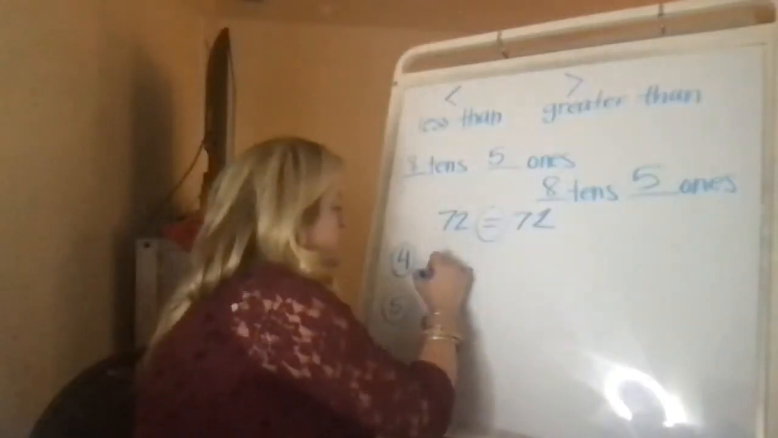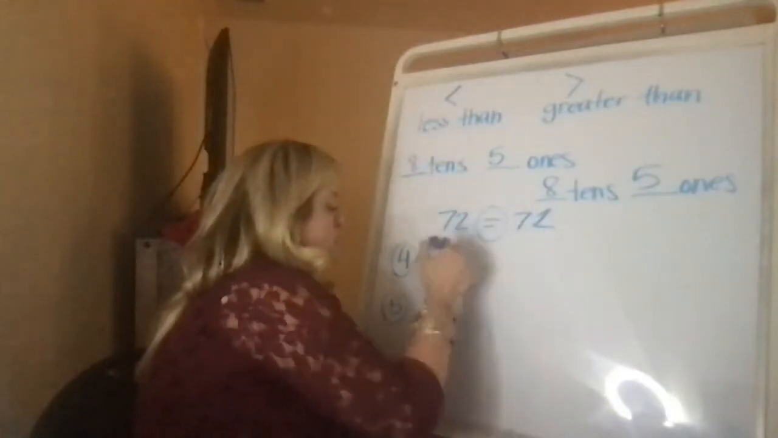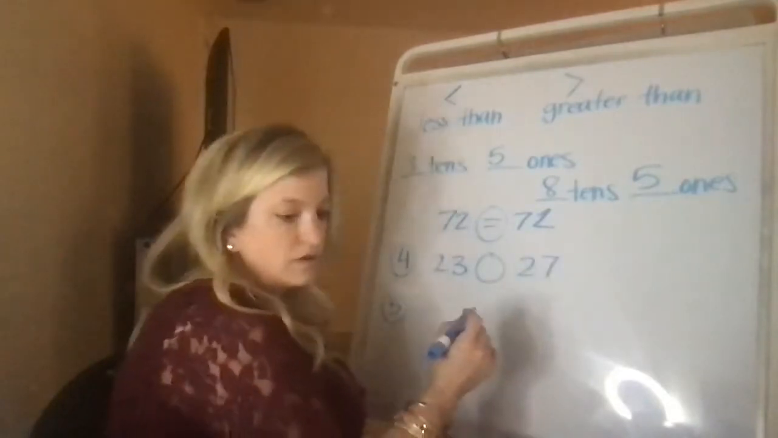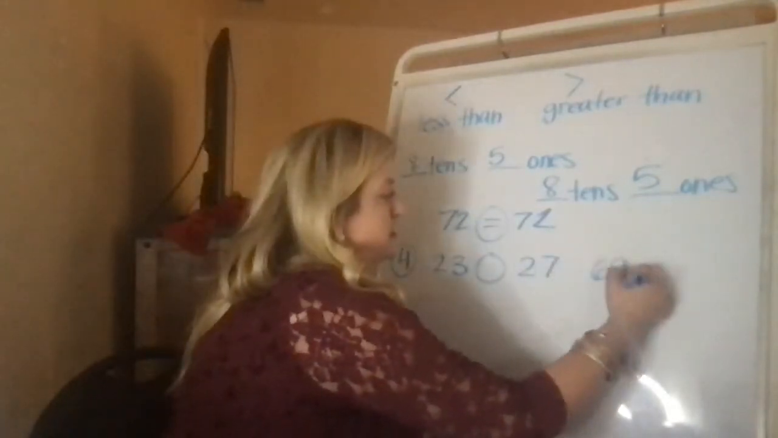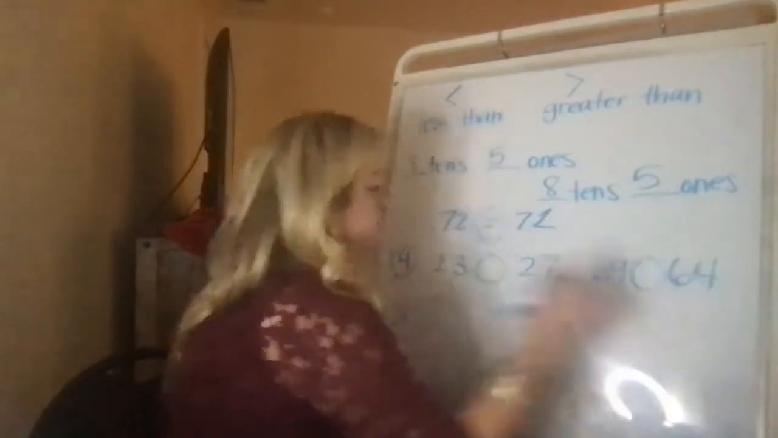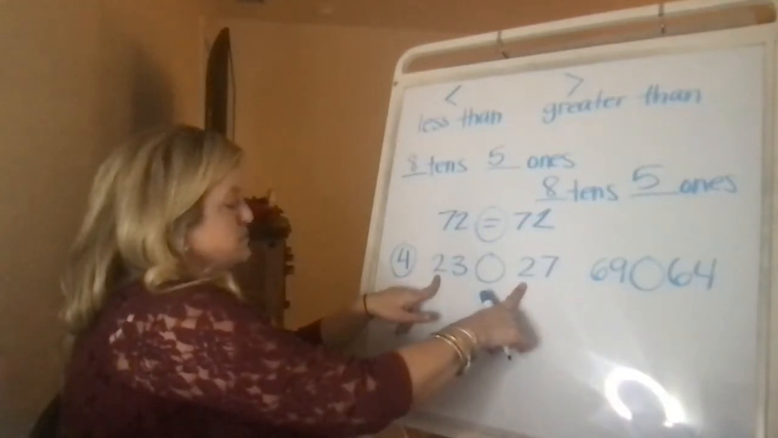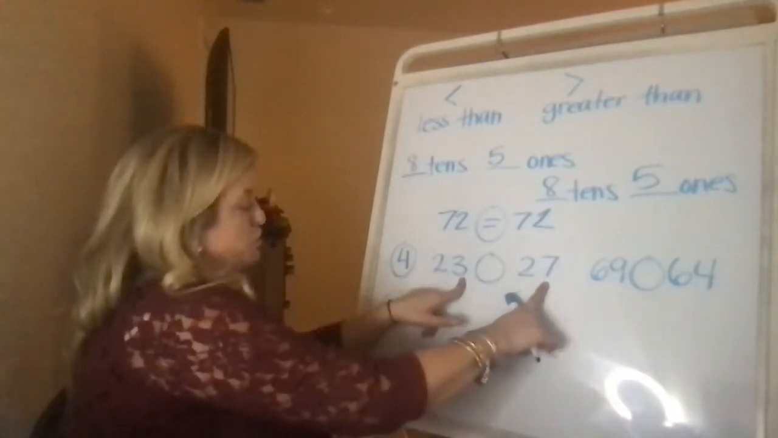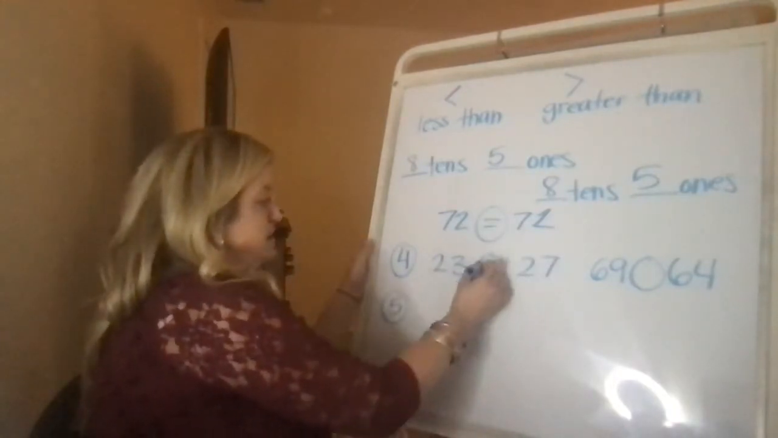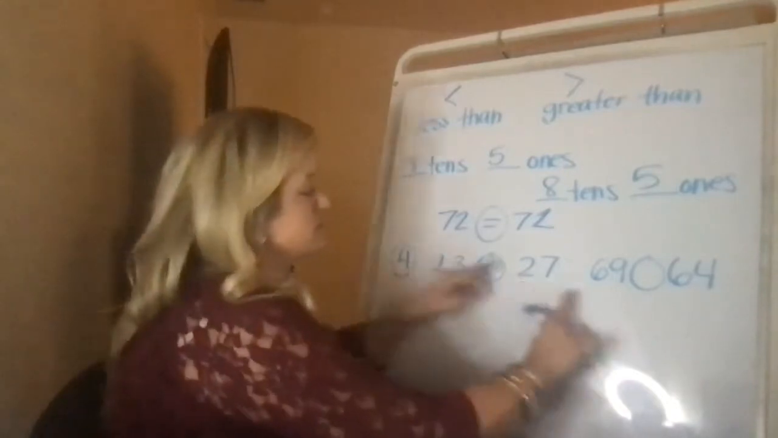So you have 23, 23, 27, and then you have 69 and 64. So first thing you're going to do is go to the tens. They're the same. So if the tens are the same, then you go to the ones. Well, the 7 is bigger, so it's going to be less than. 23 is less than 27.